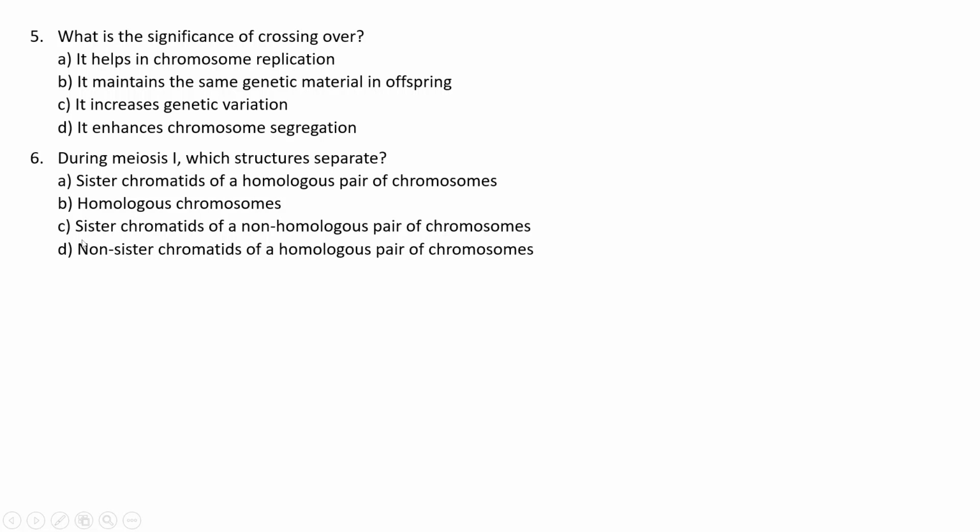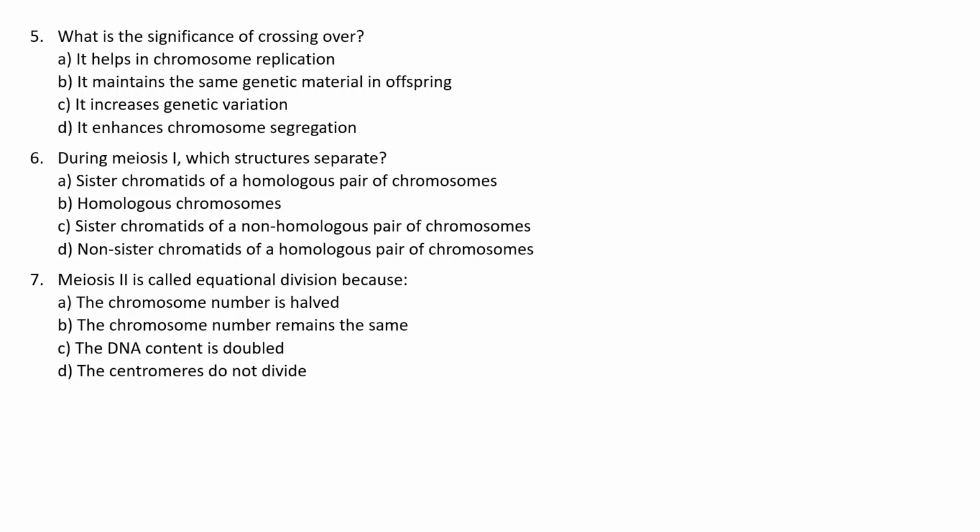Phase 2 of meiosis. And C is sister chromatids of non-homologous pair of chromosomes. That doesn't make sense because we're not separating the chromatids here at all in meiosis 1. And non-sister chromatids of a homologous pair of chromosomes, that doesn't make sense either. Again, one, because we're not separating the chromatids, and two, because we are separating homologous pairs, each pair separately. So the non-sister chromatids are going to be on separate sides of the cell. Okay, so I hope that was clear. It is a bit confusing, but I'm hoping that the visualization helped.